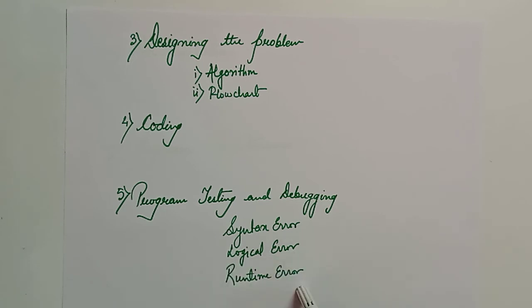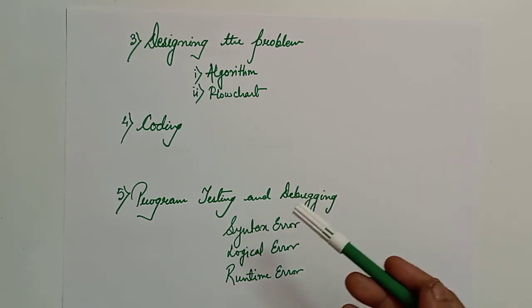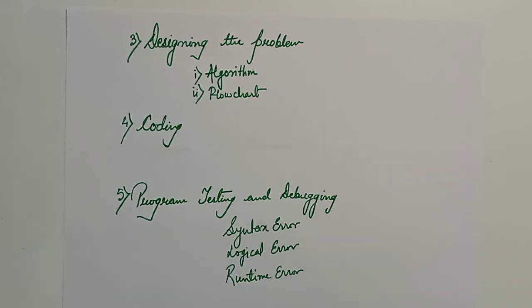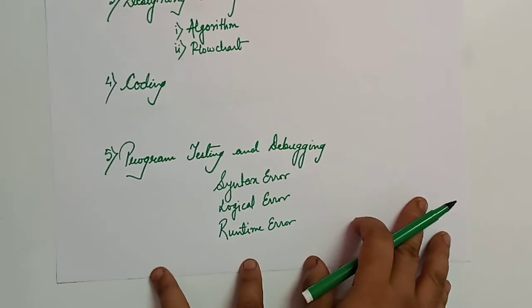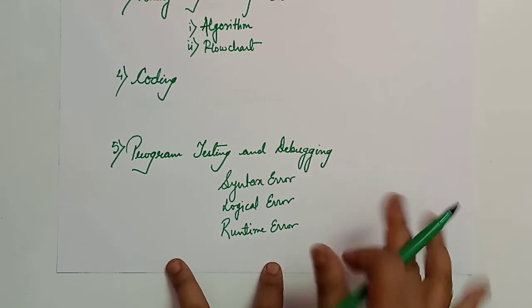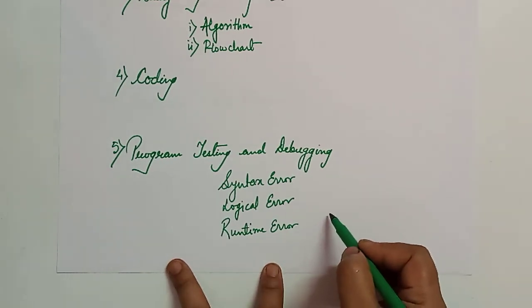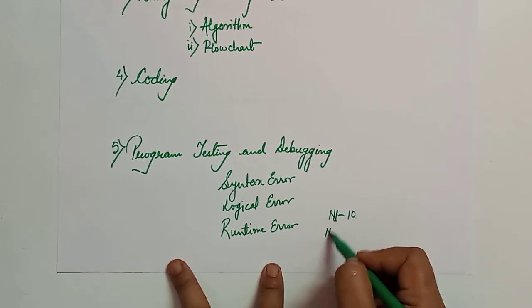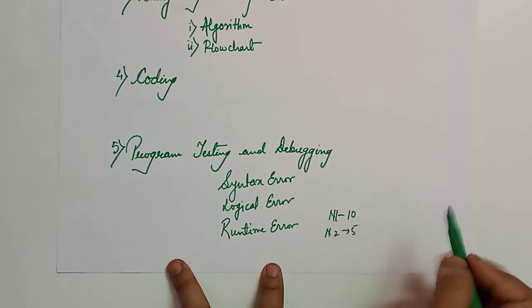Now let's talk about the runtime error. A runtime error means you have written the program and it is running, but while it is running, abruptly it stops working. What can be the reason? Let's say you have written a program where you are supposed to accept two numbers. First you have accepted, let's say, n1 as 10 and n2 as 5. Okay, very good.